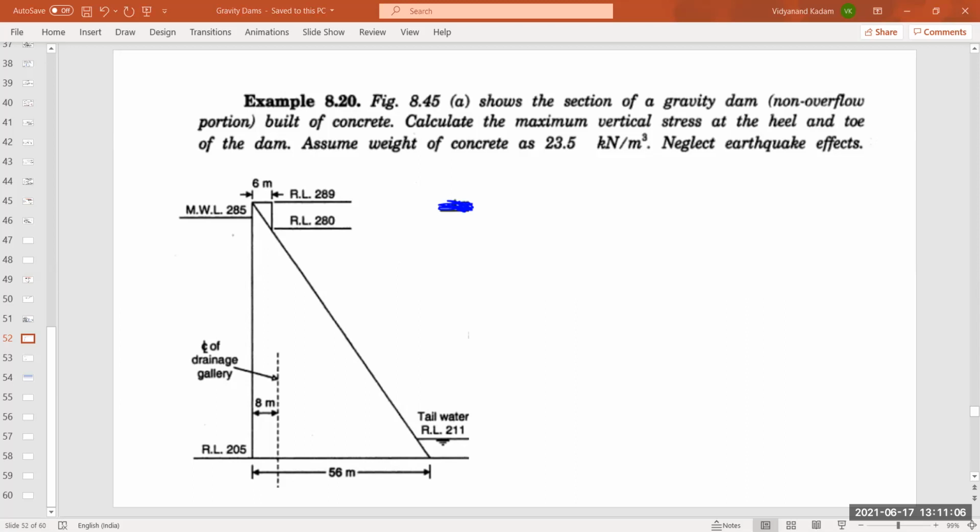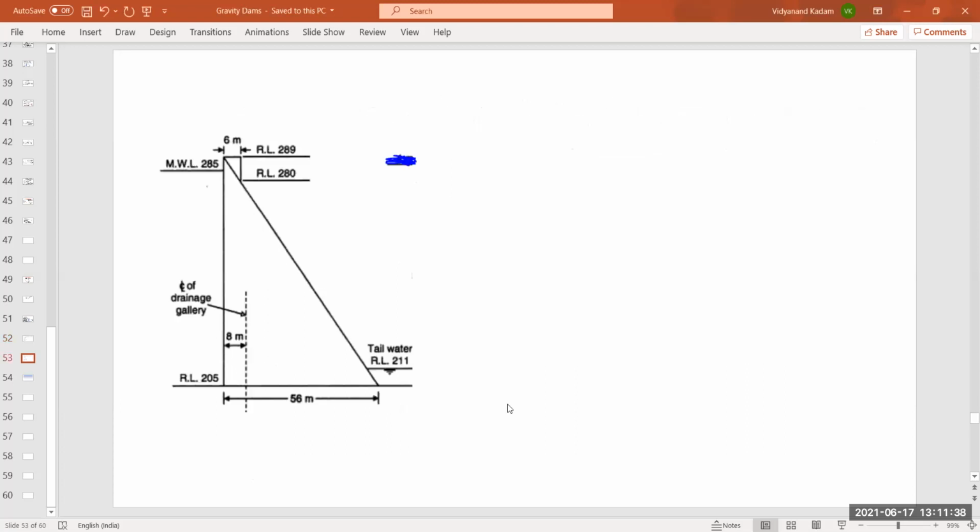So let us solve this problem. Let us prepare a sketch of this given cross section of a dam and the pressure distribution diagram for water pressure and also uplift pressure and the tailwater pressure. So the new problem in this one is that a drainage gallery is shown, and we have to calculate uplift pressure with reference to the position of the drainage gallery. So let us prepare a sketch for this.